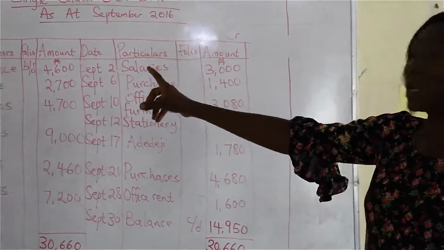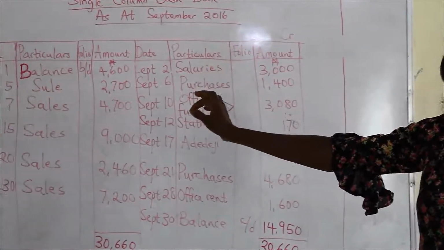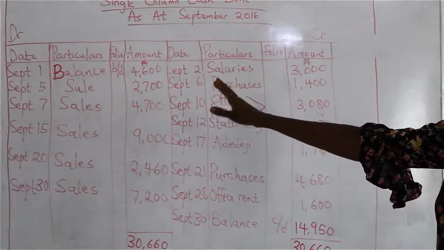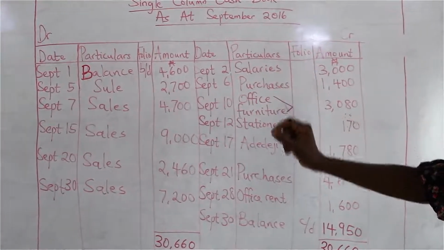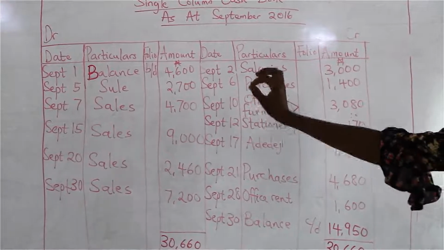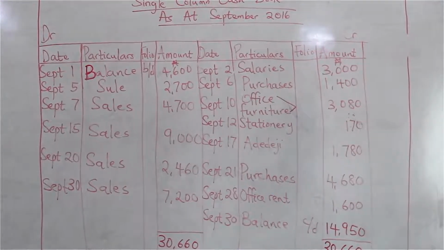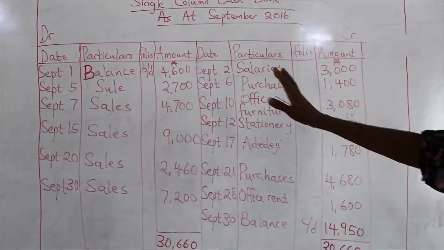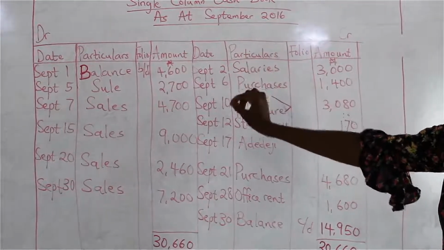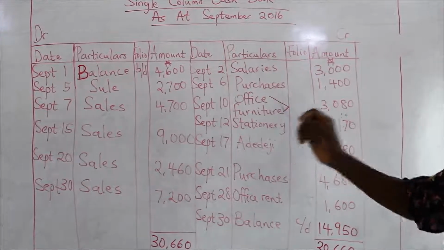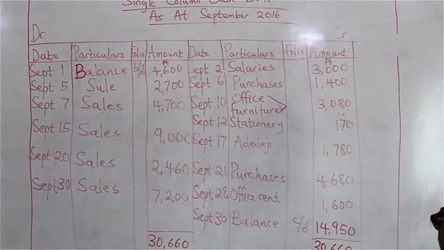Then the next column talks about the folio. The folio in this sense is the column in which we write the ledger numbers, the numbers by which we are going to post into the ledgers. We'll talk about that in our next class. So for the folio column, we write the numbers or the pages on which we are going to post our ledger entries in the general ledger.